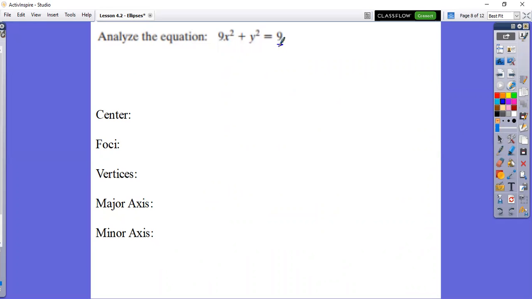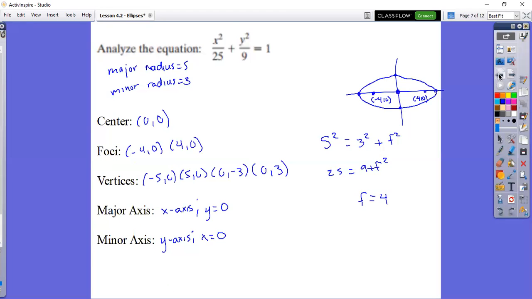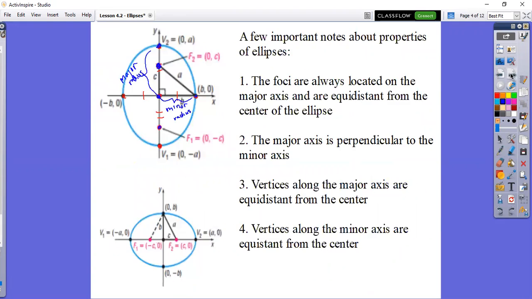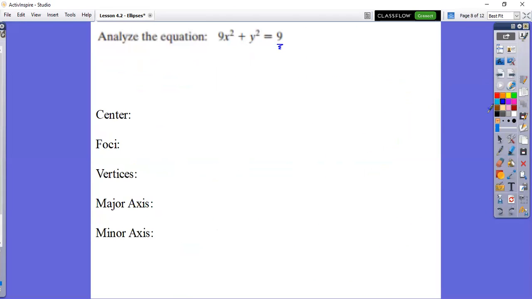And specifically, I notice over here, this is equal to 9. Our standard equation of an ellipse should be equal to 1. So what we're going to do is take this equation and divide both sides by 9, because then it should give us 1 on the right side of the equation. It'll look like something that I know how to deal with. So when I divide by 9, I get x squared plus y squared over 9 equals 1.